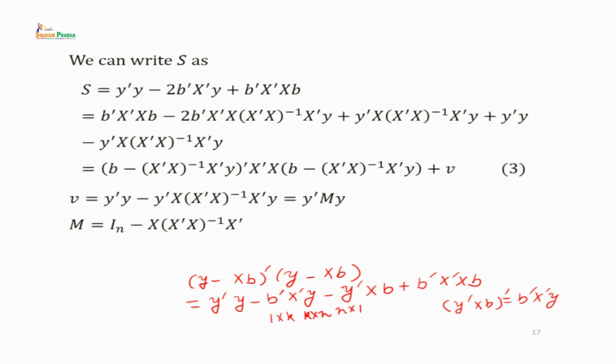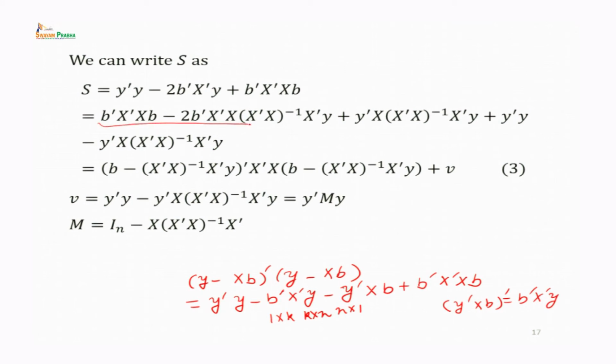Now, you have two options, either you differentiate it with respect to b, put it equal to 0, and then you try to solve it for b. This is one option which you can try. I am giving you an alternative derivation. Say, we write it as b transpose X transpose X b minus 2 times b transpose X transpose X, again we have X transpose X inverse to compensate for this X transpose X. Then you have X transpose y here, plus we have added y transpose X, X transpose X inverse X transpose y, plus you have y transpose y, and since you have added this quantity, you subtract this quantity.